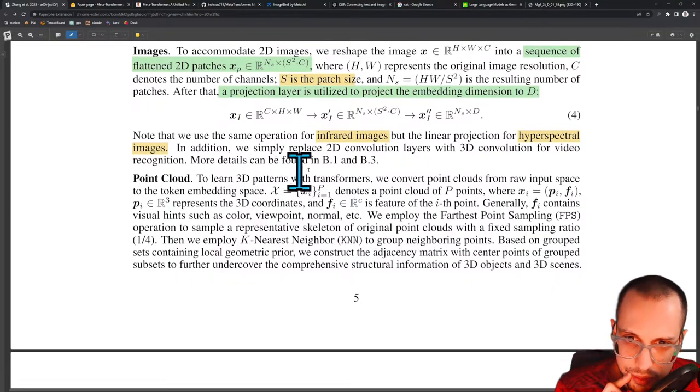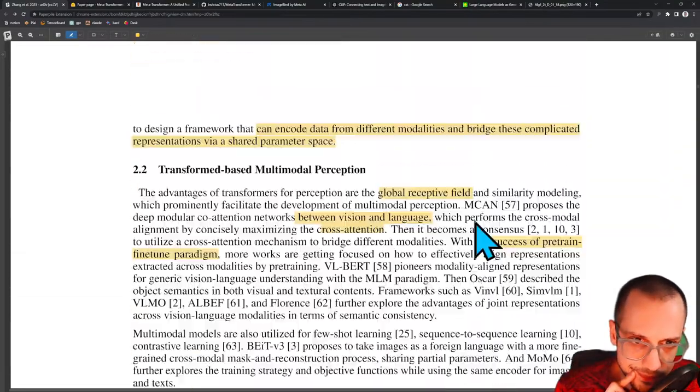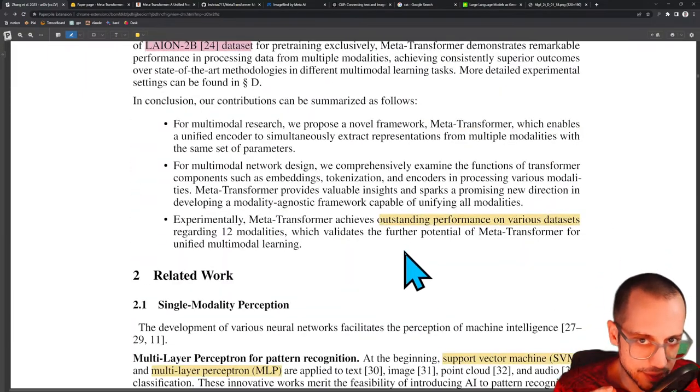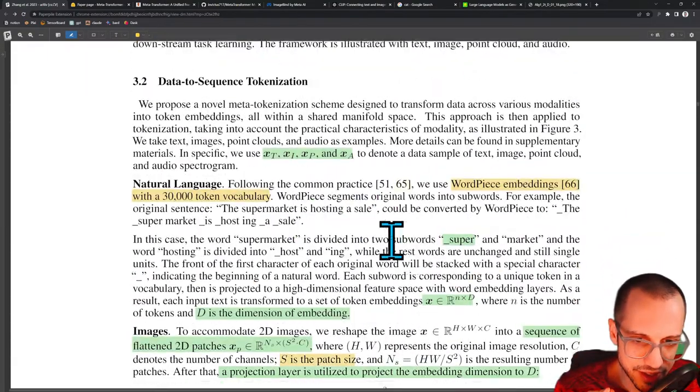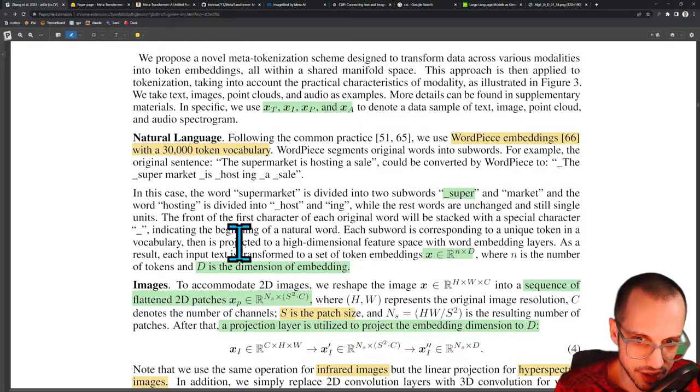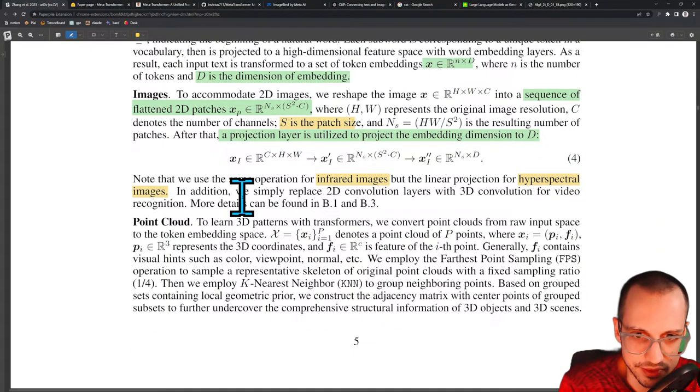Because up here they say share parameters, right? Oh, we're sharing the whole backbone. But I don't think you're sharing this projection layer, right? The projection layer for these images is probably not being shared with the text encoder here. So I don't know, a little bit misleading there.